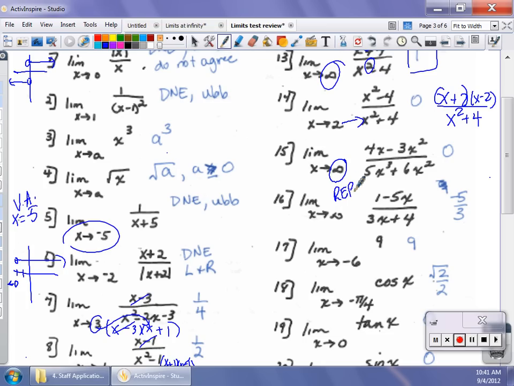So we're going to look at the degree, and the denominator is greater. So the horizontal asymptote is 0. So the function is approaching 0 at its end.